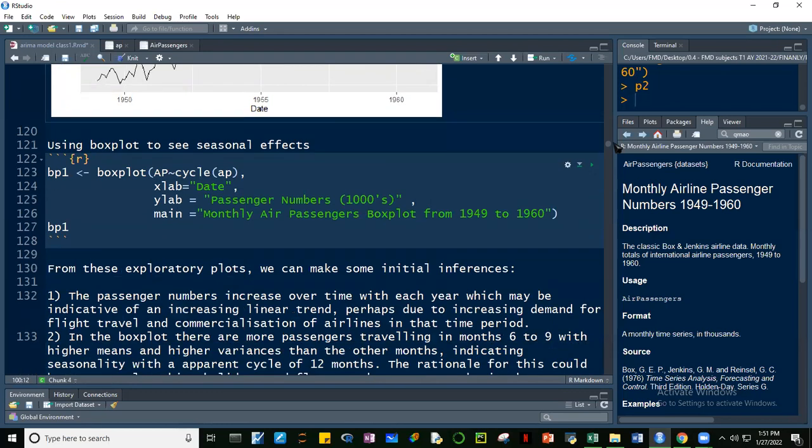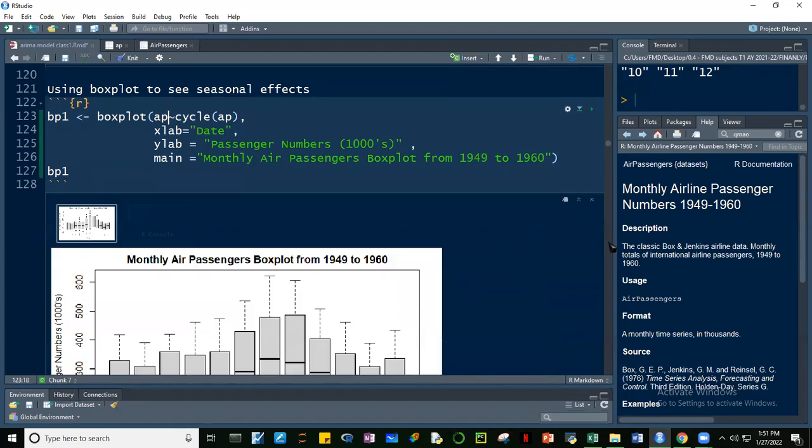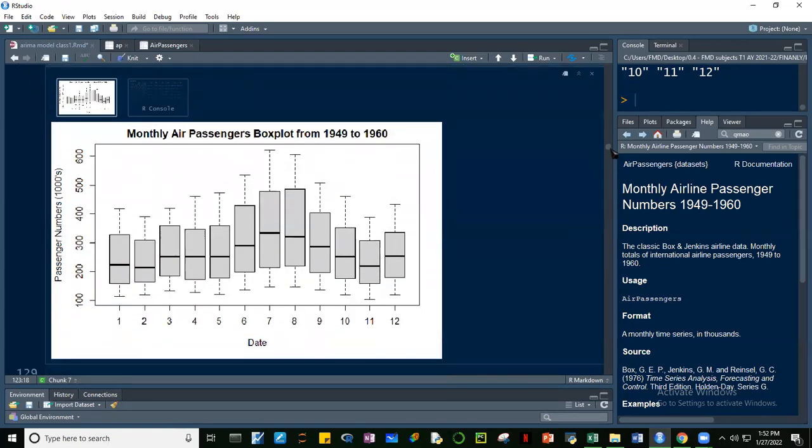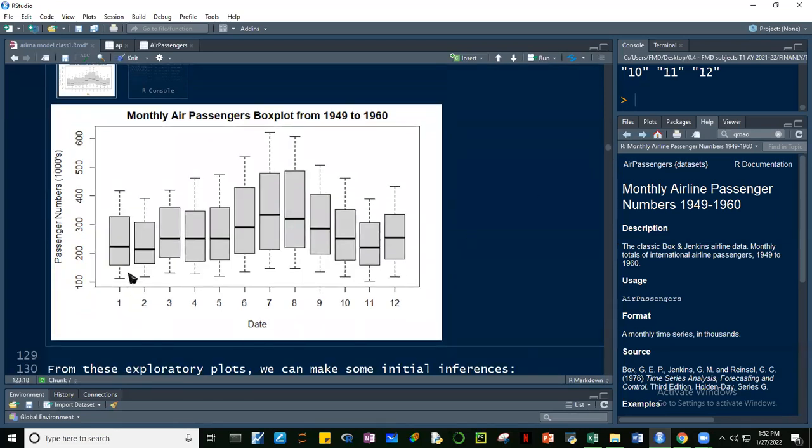Now we can also use the box plot. Sorry, this should be small AP. Then we plot it against the cycle, add a label, etc. And then boxplot, because this is the boxplot function. So this is also an instructive plot.